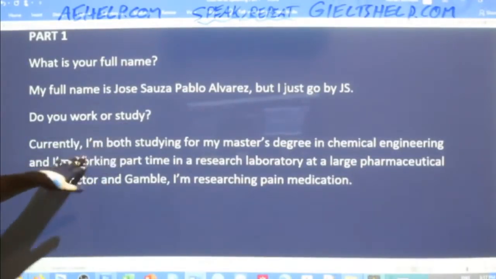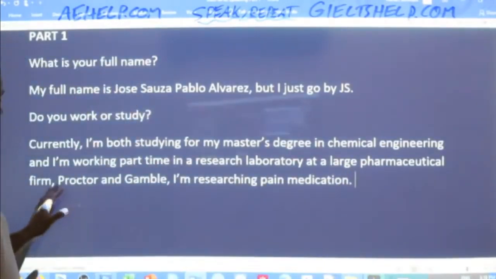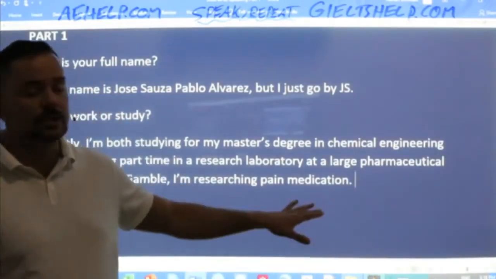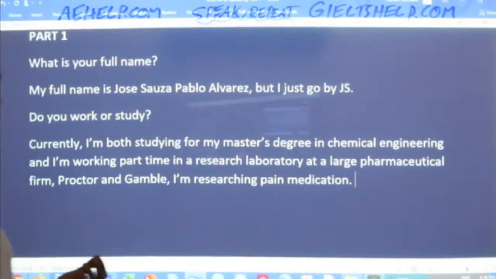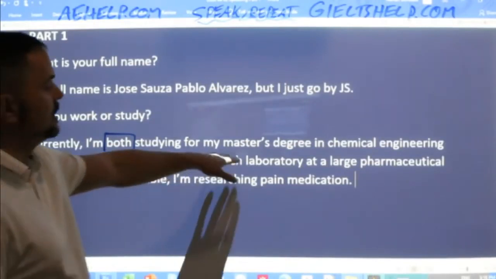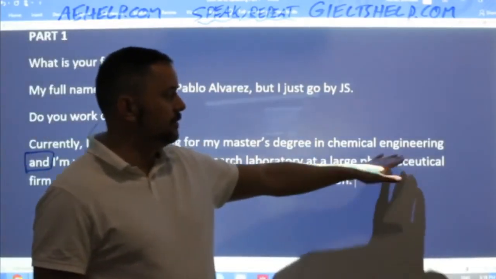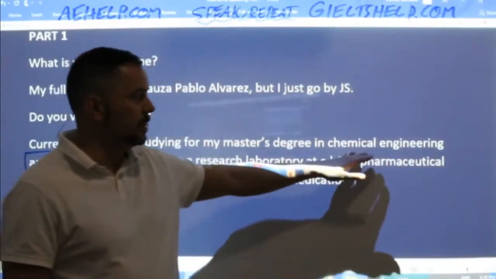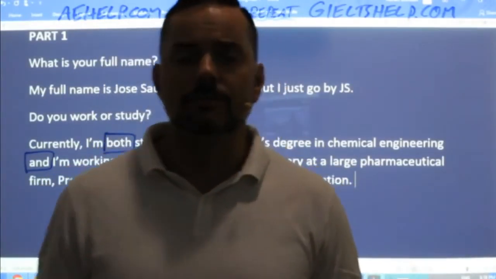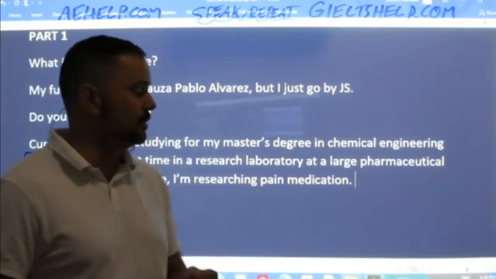So, do you work or study? Currently, I'm both studying for my master's degree in chemical engineering, and I'm working part-time in a research laboratory at a large pharmaceutical firm, Procter and Gamble. I'm researching pain medication. So notice the extent of detail, right? And here I'm using a correlative conjunction. Some of you are using subordinating conjunctions, that's fine. Correlative conjunctions are like both and together make that correlative conjunction. And so I'm very specific. I explain my degree. I don't just say my degree, but I say my level of degree, master's degree. And then I say my area of study, which is engineering. And I'm specific with chemical engineering. So using your adjectives and adverbs is absolutely important to get those higher band scores, okay? So fluency, communication, and of course that is connected with your English, so your grammar, your vocabulary.